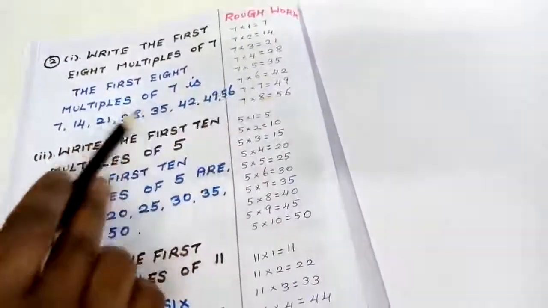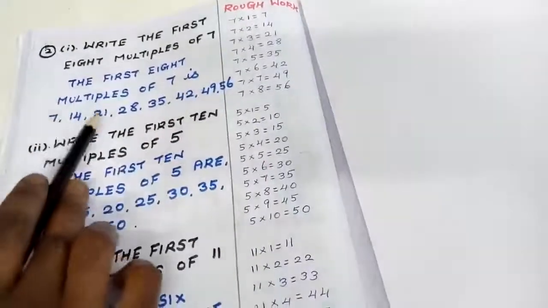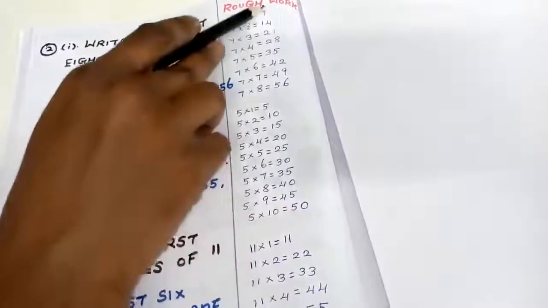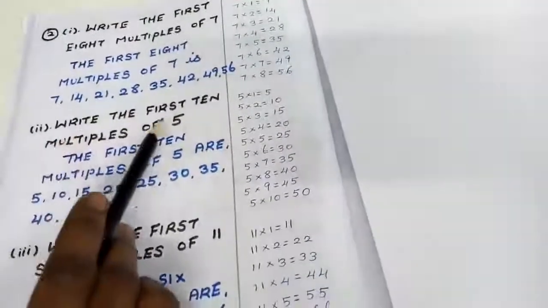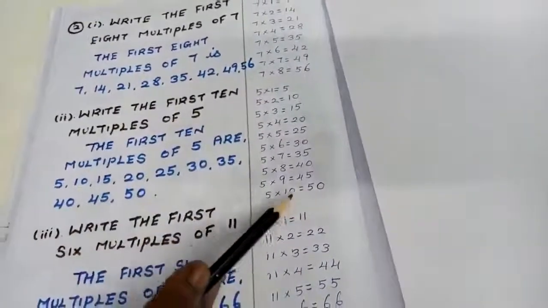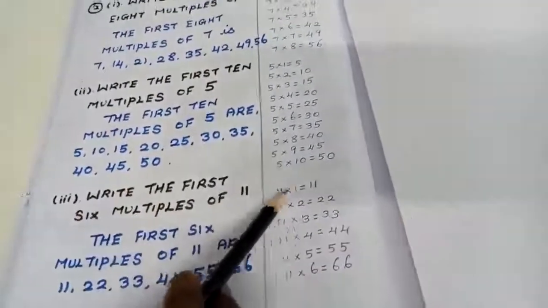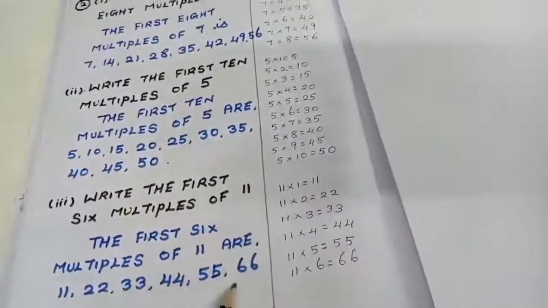I will be calculating. And whatever answers I am going to get here, those answers I am going to write here. That is, the first 8 multiples of 7 are 7, 14, 21, 28, 35, 42, 49 and 56. And those are the answers we are getting in the 7 table. Coming to the second question, write the first 10 multiples of 5 means 5 table. 5 ones are 5 to 5 tens are 50. Those values you are going to write. And similarly, third question, write the first 6 multiples of 11 means 11 ones are 11 to 11 sixes are 66. And the answers we are going to write here.